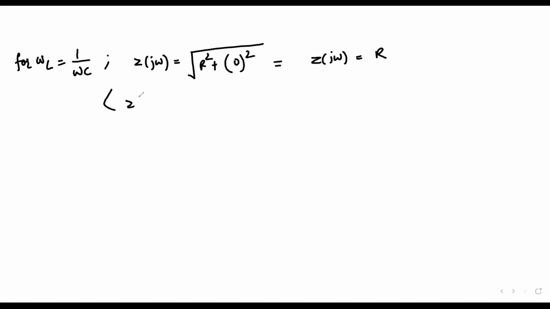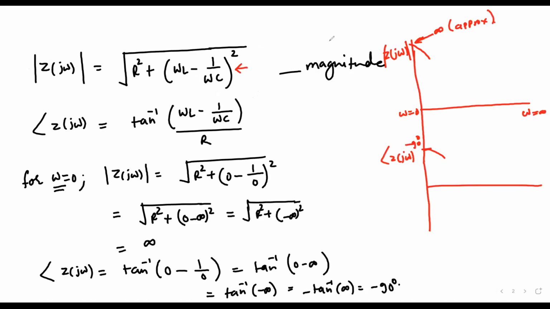And the angle of Z of j omega would be tangent inverse of 0, right? It would be then 0. So for this case, we see that we can draw the magnitude as R somewhere. Let's say here the value is R, and at that frequency the phase takes the form of 0 degree right here. This frequency is when omega L is equal to 1 over omega C. So these two frequencies are matched.